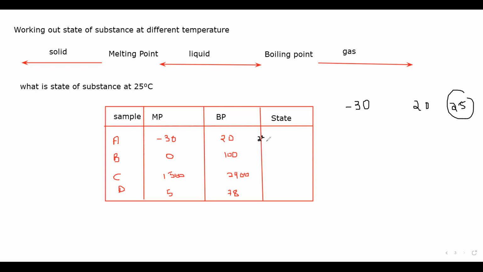So when the temperature is higher than the boiling point, what will be the state of sample A? Solid, liquid or gas? A substance might be solid, liquid or gas depending on the temperature. If the temperature is more than the boiling point, then it will be a gas. So at 25, substance A will be gas. Is it clear to everyone?